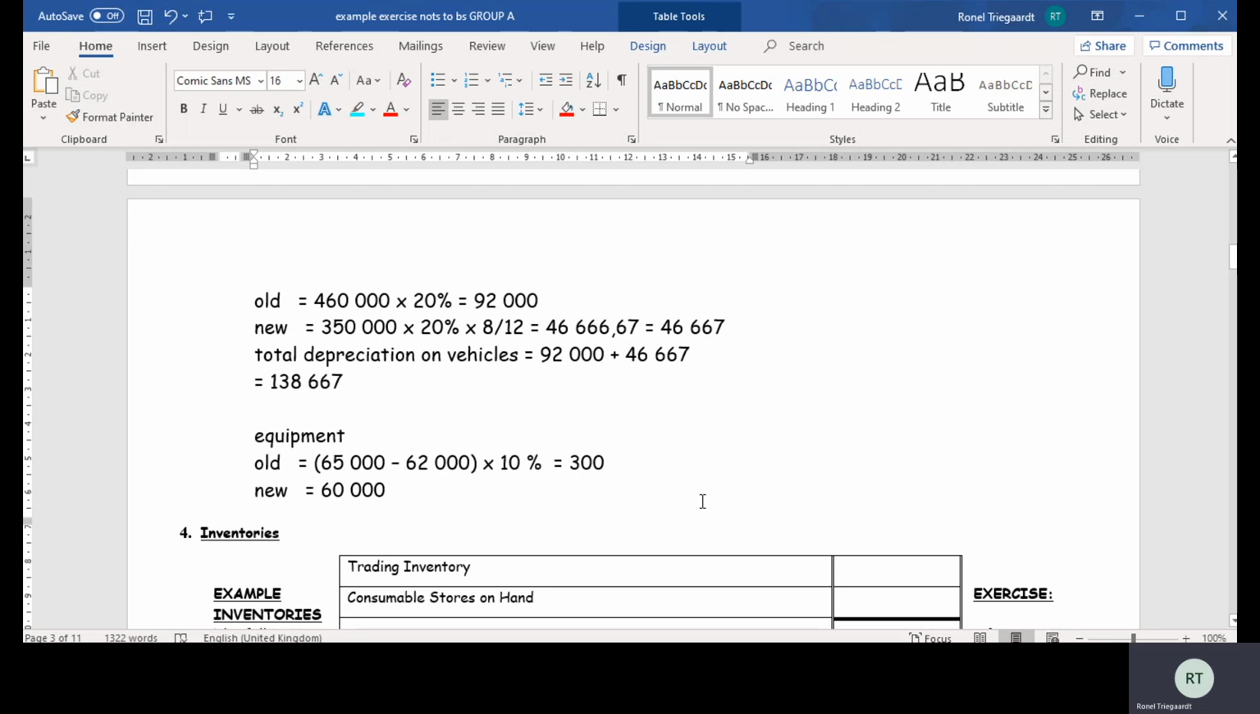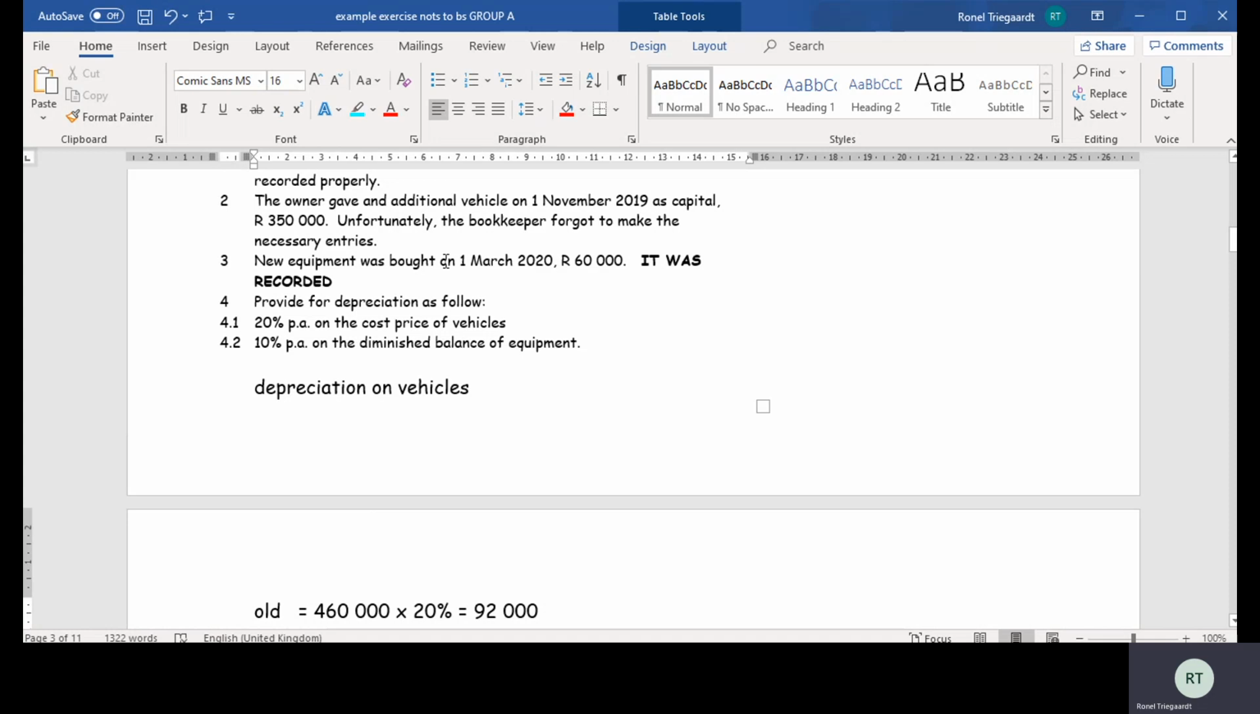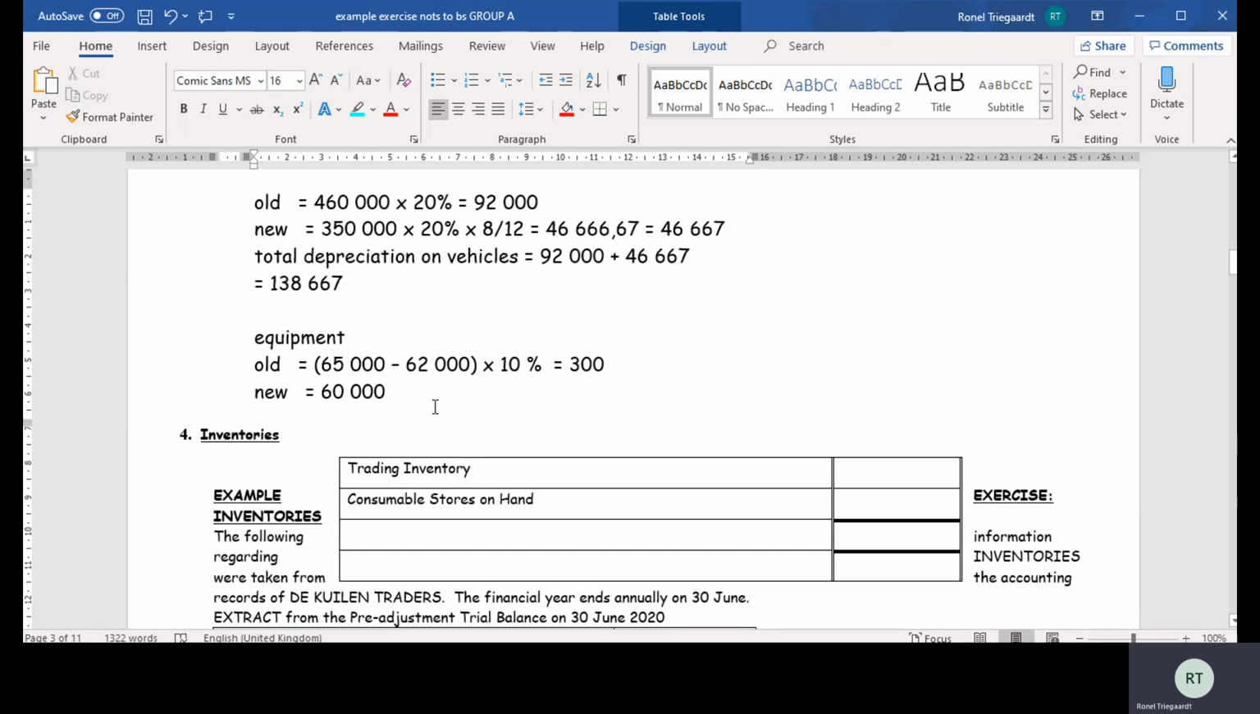The new equipment, when did we get the new equipment? We have to tell you on the 1st of March. So for the new equipment, which is also diminished balance, but there's nothing to minus yet because this is the first time we're going to write off depreciation, times 10%. And then we bought this on the 1st of March, April, May and June, 4 months, yes.